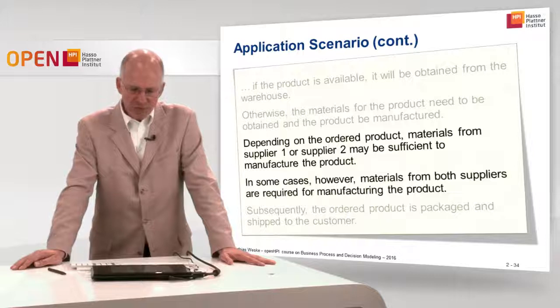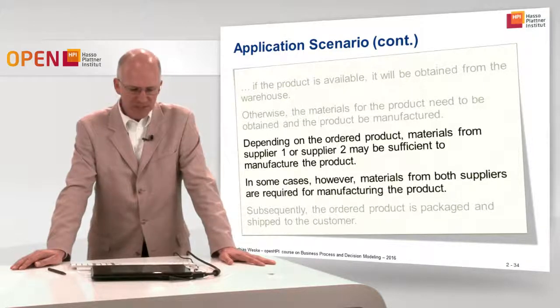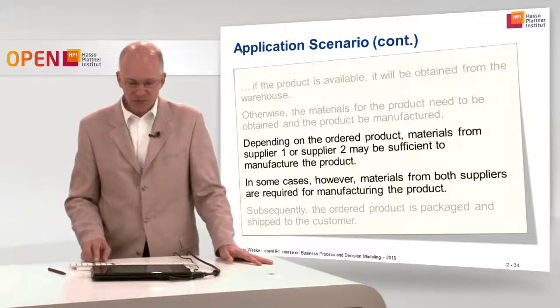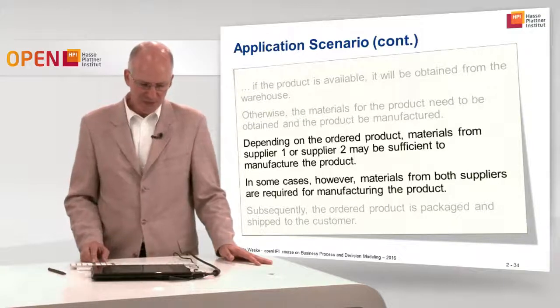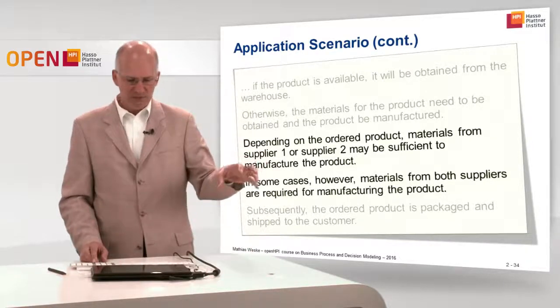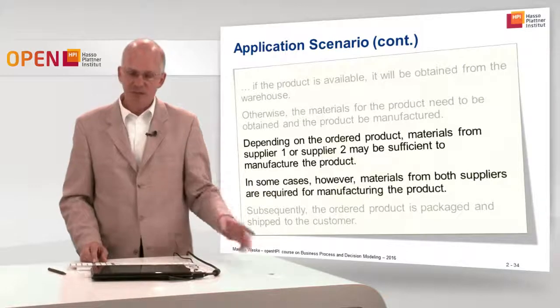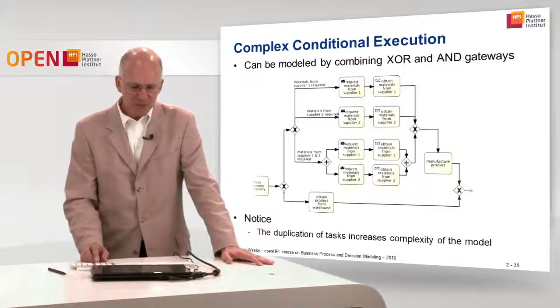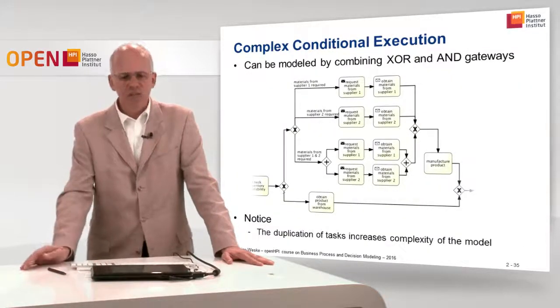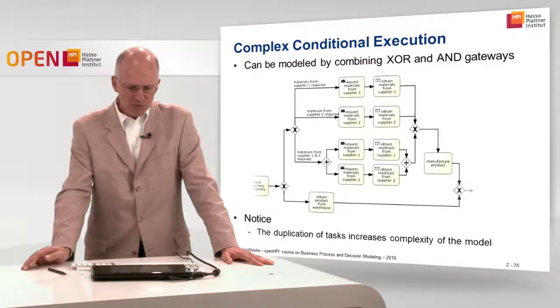Depending on the ordered product, materials from supplier A or supplier B, supplier 1 or supplier 2, may be sufficient to manufacture the product. In some cases, however, materials from both suppliers are required for manufacturing the product. So we have here the alternative: either supplier 1 is okay, supplier 2 is okay, or we need the material from both. We could model this situation using the exclusive OR split and also the AND split.